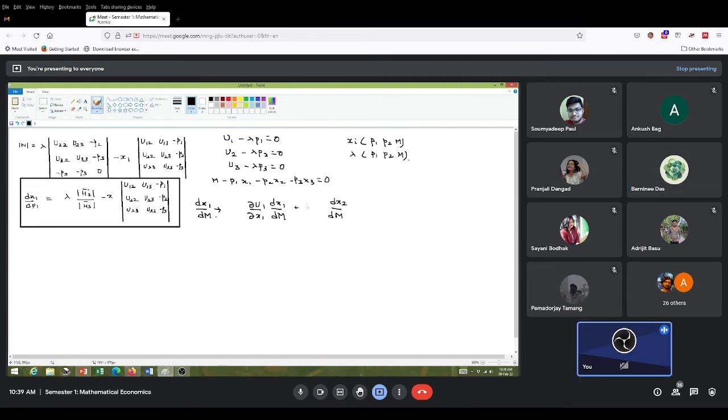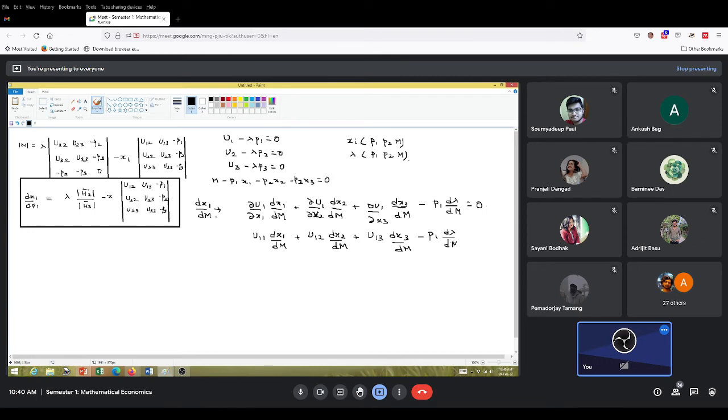Exactly. So when M changes, x2 will change. X2 changes, u1 changes. This is dx3 by dm. Now, remember P1 is now a constant. So P1 comes over here and I just have d lambda by dm equal to 0. So what do I get? This is u11 dx1 by dm. This is u12 dx2 by dm. This is u13 dx3 by dm. This is P1 d lambda by dm equal to 0.